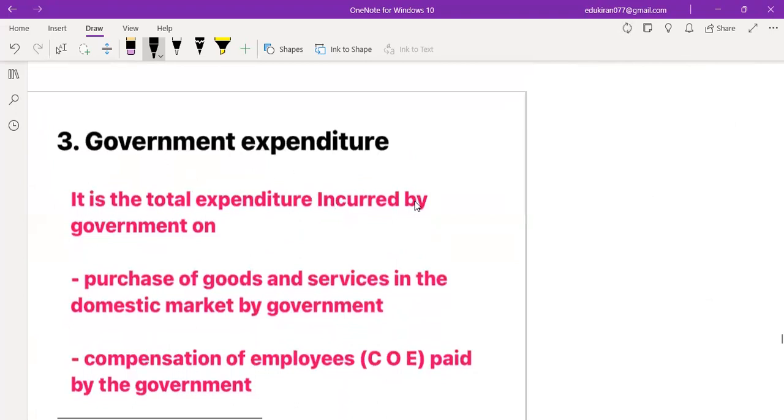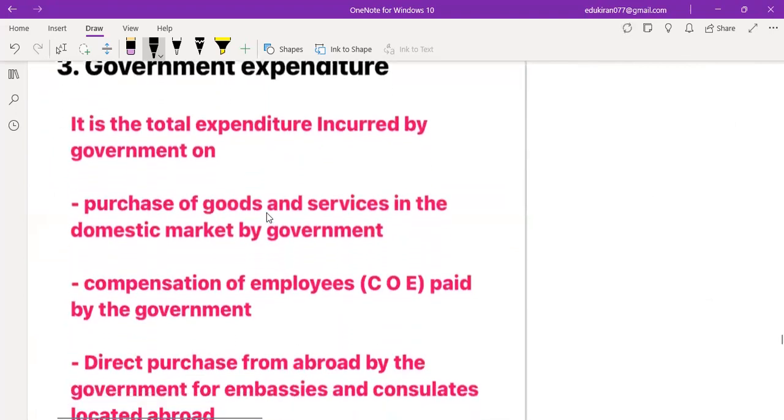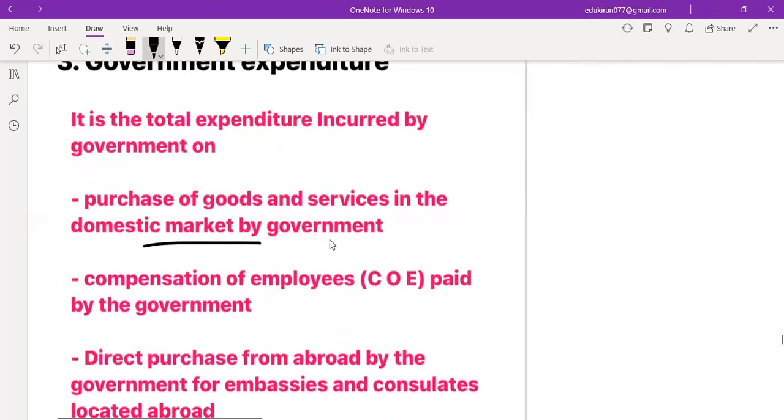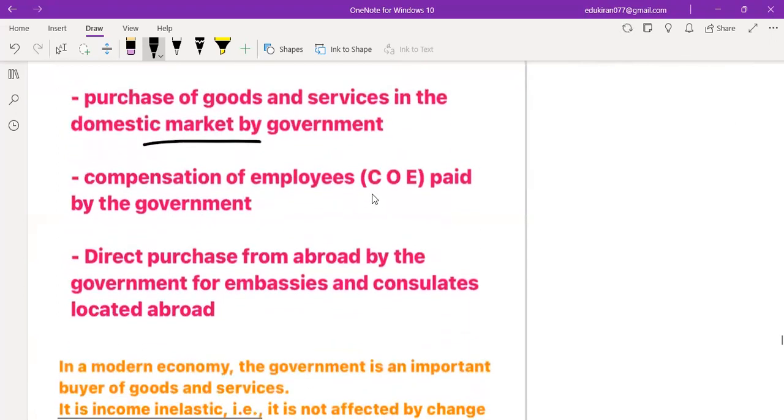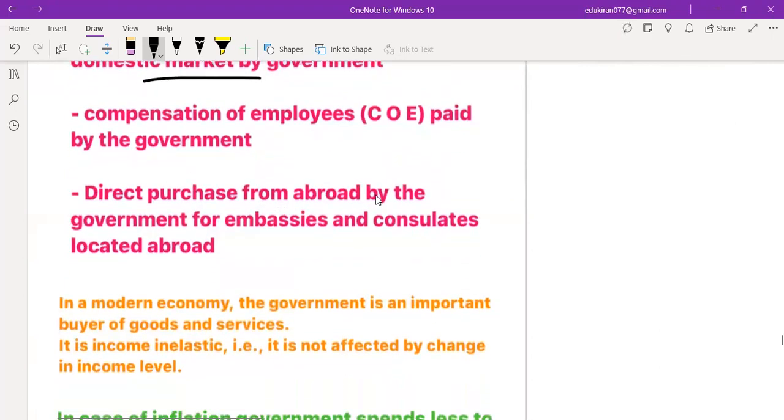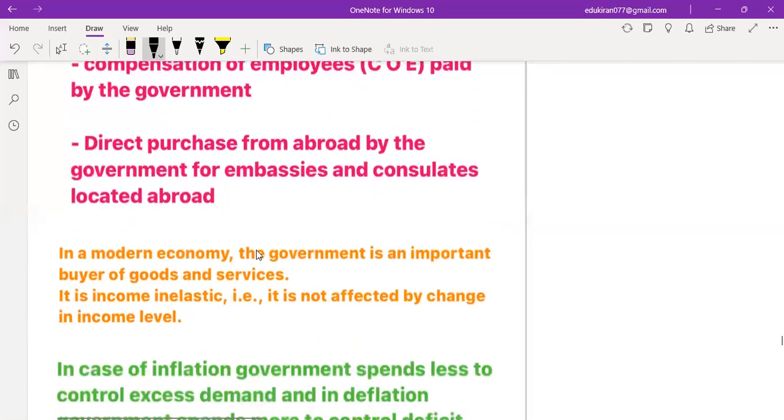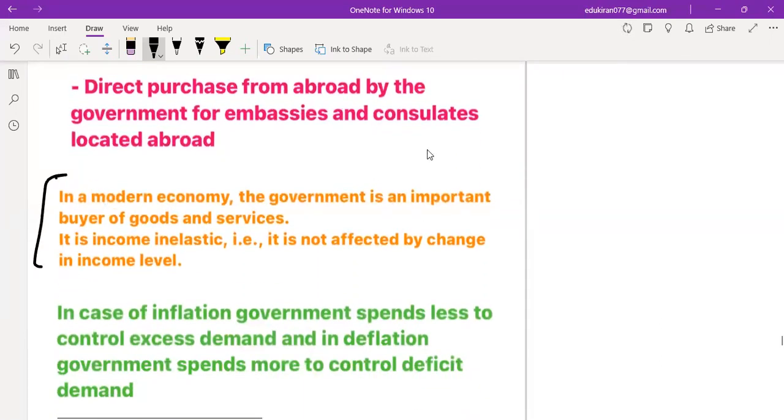Now, the third one is government expenditure. It is the total expenditure incurred by the government on purchase of goods and services in the domestic market, then compensation of employees paid by the government, which we have already done in national income, and direct purchase from abroad by the government for embassies and consultants located abroad. In a modern economy, the government is an important buyer of goods and services.